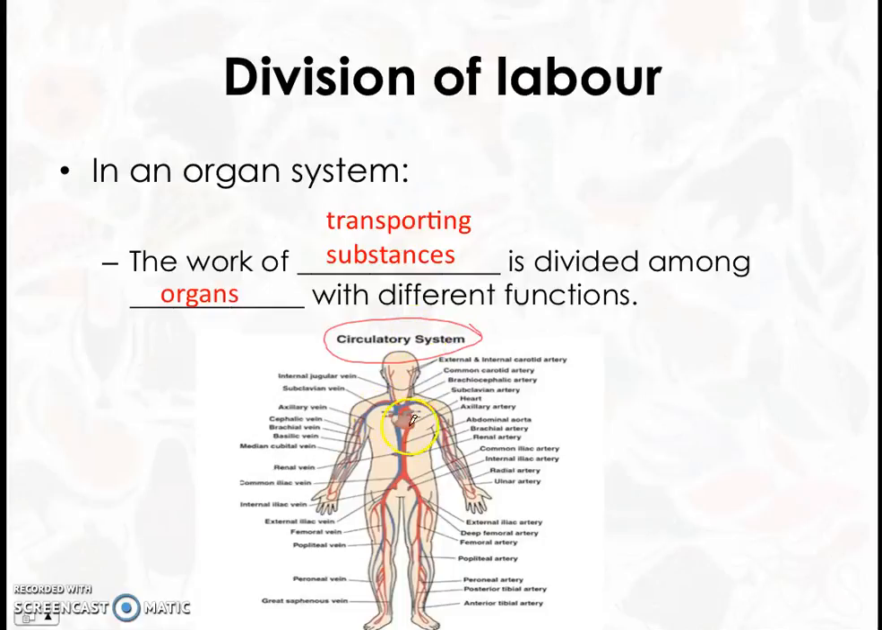And here you see so many organs. Of course, the main organ in the circulatory system is your heart. And then we've got all the different kinds of blood vessels. Each kind of blood vessel is a kind of organ. Each blood vessel is an organ. So different blood vessels together with the heart work together to transport substances around the body. That's another example of division of labor.